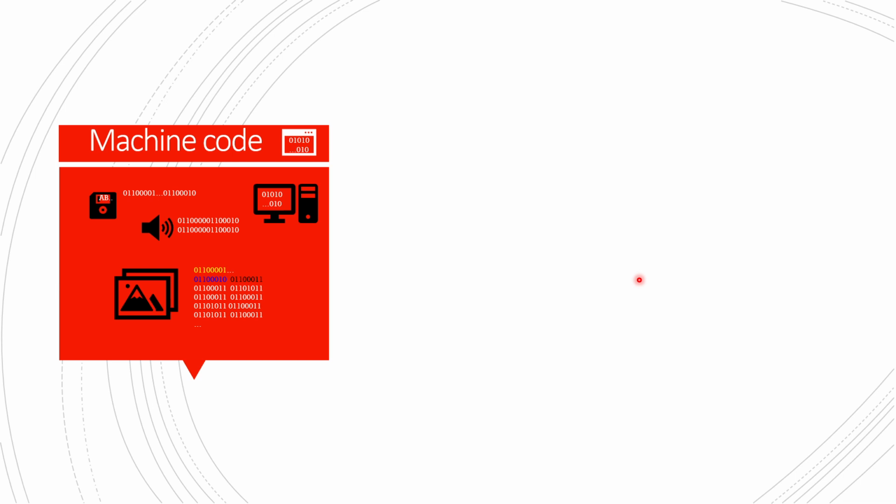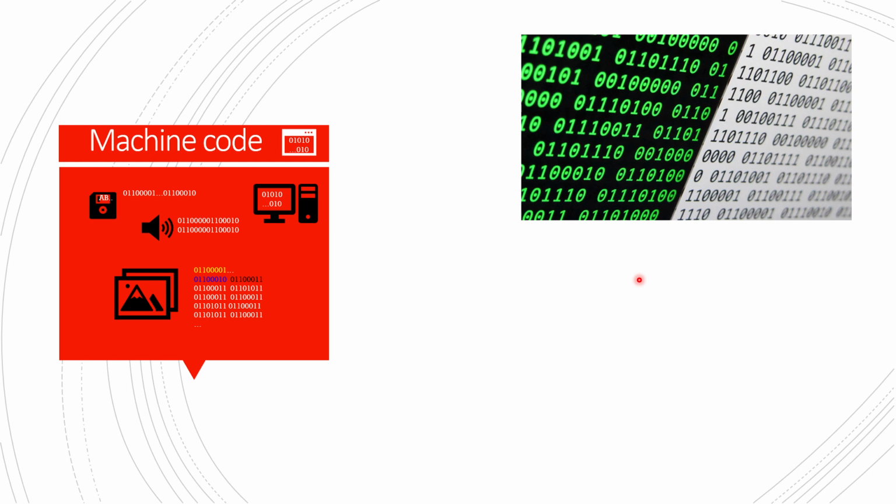Computers can only read and process binary code. Binary code is all ones and zeros. Any digit can be just 1 or 0. A binary digit is called a bit.